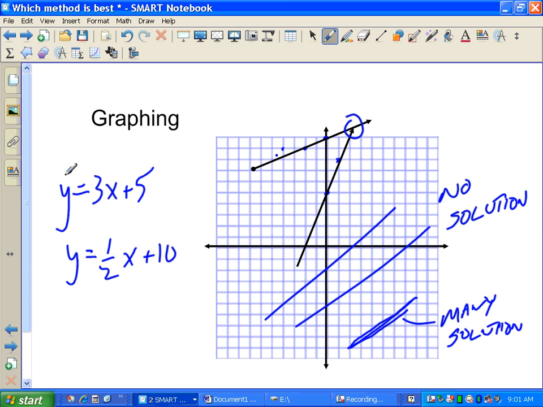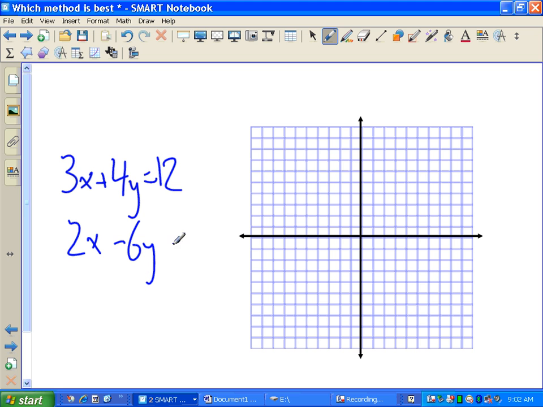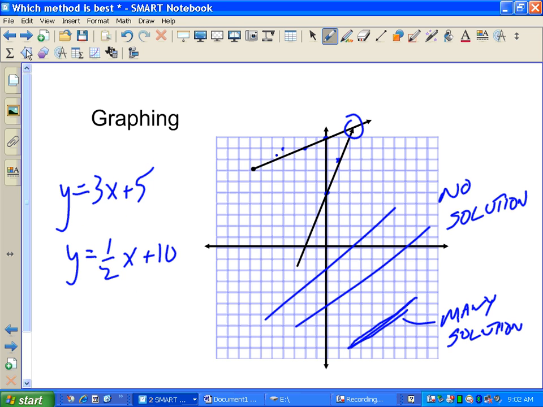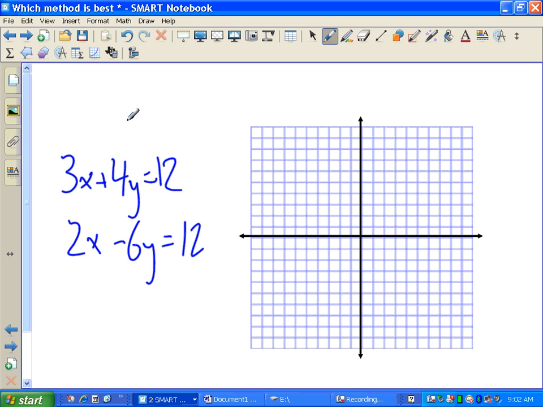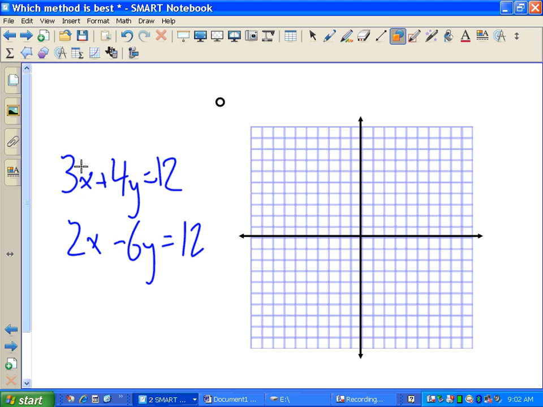So if it's in this form and you want to graph it and you love doing the slope-intercept graphing, go for it. If it's in this form, 3x plus 4y equals 12, and 2x minus 6y equals 12, those are my standard form equations. Many of you like to solve these for y and then go back to this method. It's fine. If you like, we can do it with the cover-up method. That is, I think, a little faster.